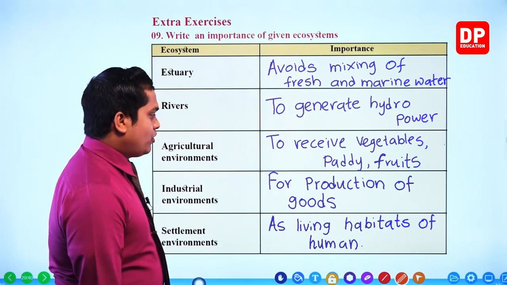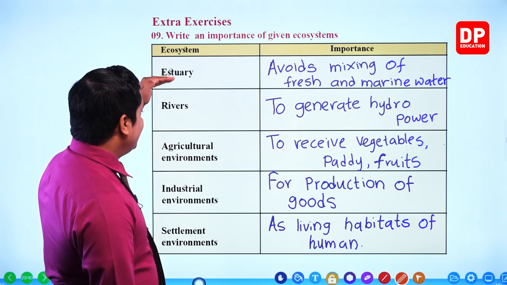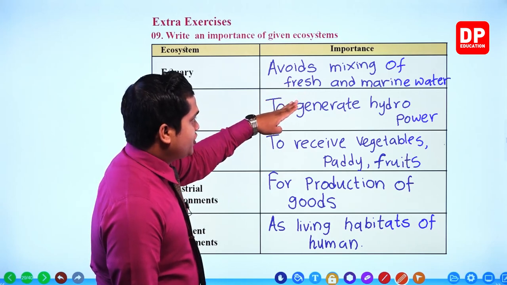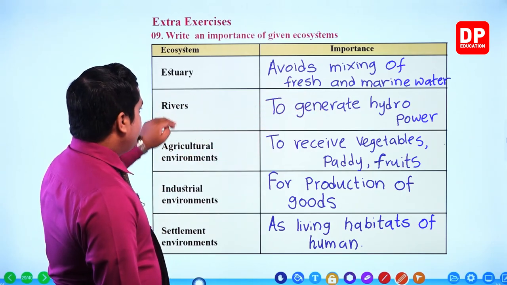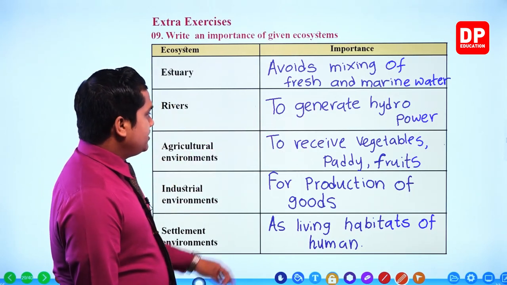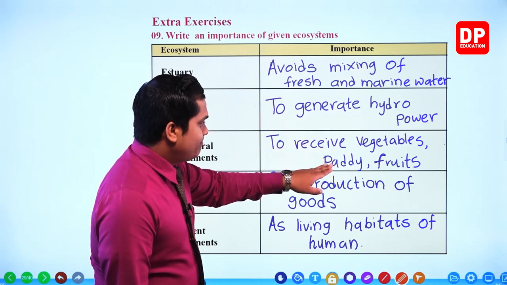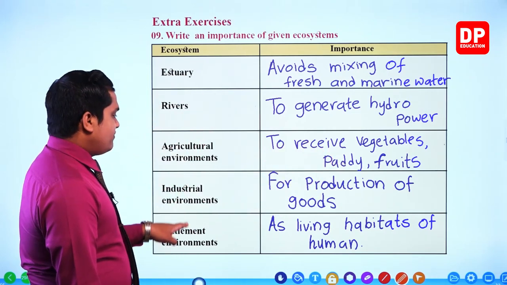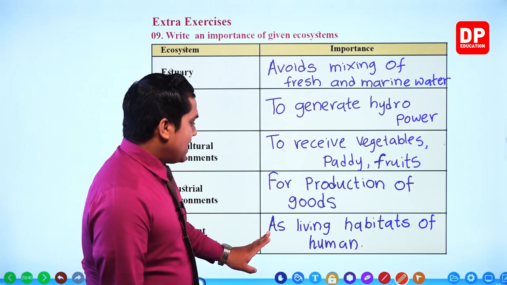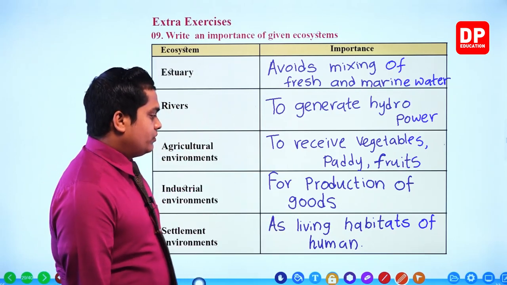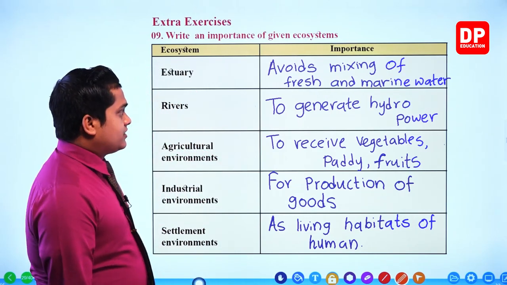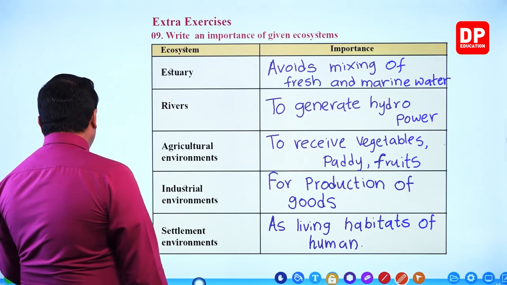So, these are the important things that can be seen in each and every ecosystem. Estuaries: it avoids mixing of fresh and marine water. Rivers: to generate hydropower. Agricultural environments: to receive vegetables, paddy and fruits. Industrial environments: for production of goods. Settlement environments: as living habitats of human. So these are the important things that we can observe within each of these ecosystems. Right, then we'll move on with the next question.